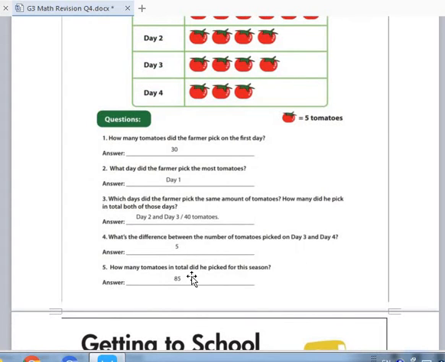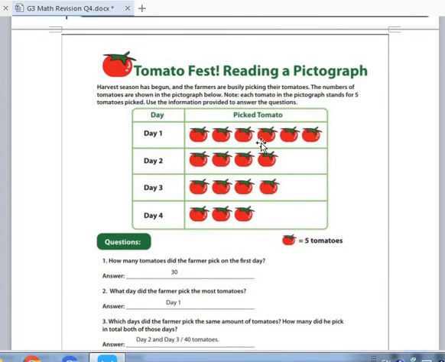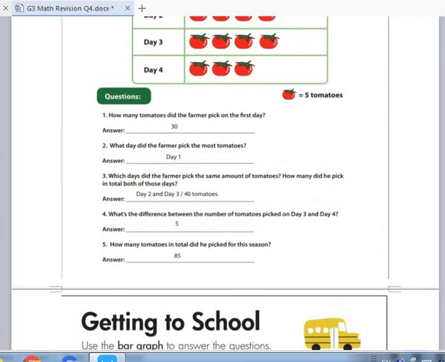How many tomatoes in total did he pick for the season? I will multiply each day by 5. Here 30, and here we calculated 1, 2, 3, 4, 4 times 5, 20, and 20. So we have 30 plus 20, 50. 50 plus 20, 70. Here I have 3 times 5, 15. So the total will be 85.